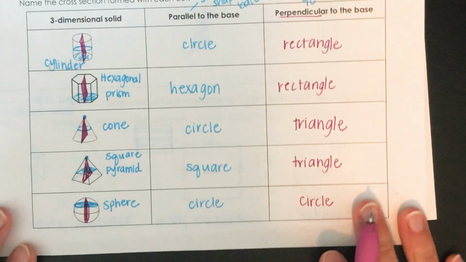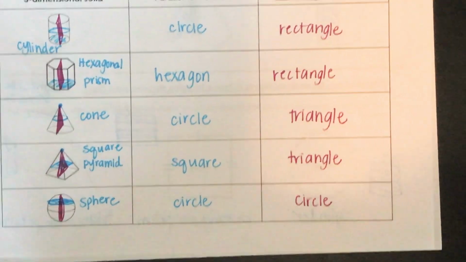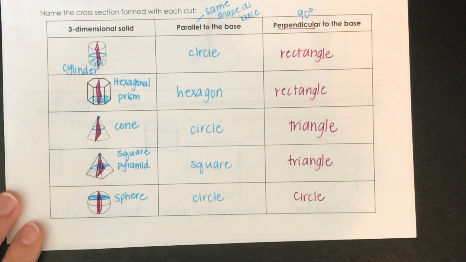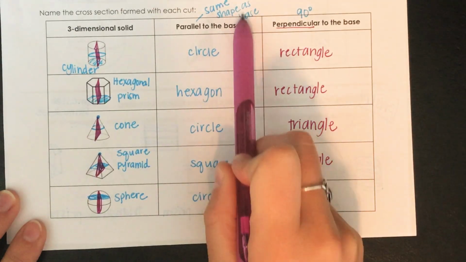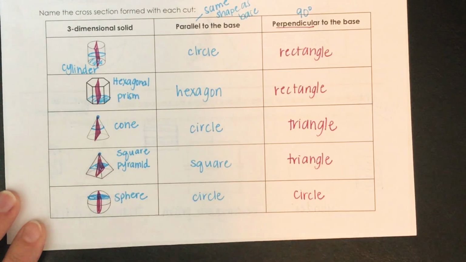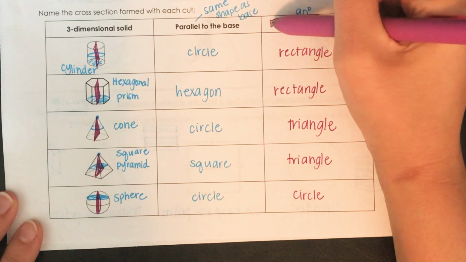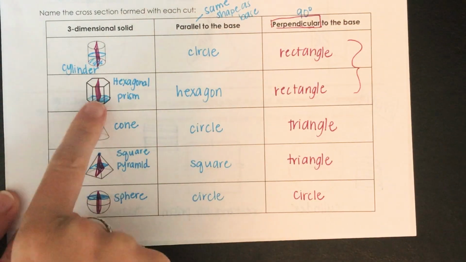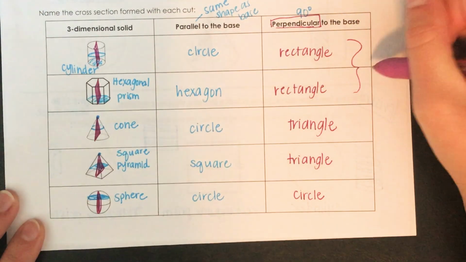So now let's go back and see some patterns that we notice here with these cross sections. If you are cutting it parallel to the base, it's the exact same shape as the base, right? These should always match up if you're doing them parallel. The two that gave me rectangles when I cut them perpendicular were both prisms, right? They were types of prisms.